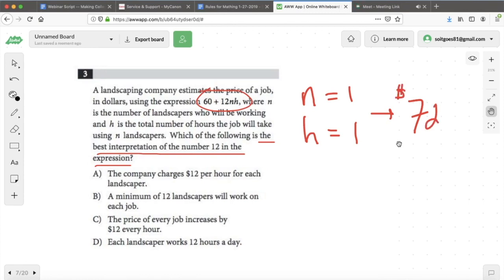Okay, let's change things up a little bit. I'm going to make n equal 2. Now don't forget, we're not just plugging in values for n and h. This means something. Now, instead of 1 landscaper working 1 hour, we have 2 landscapers. Let's make them work 2 hours. What's the cost of that job going to be?